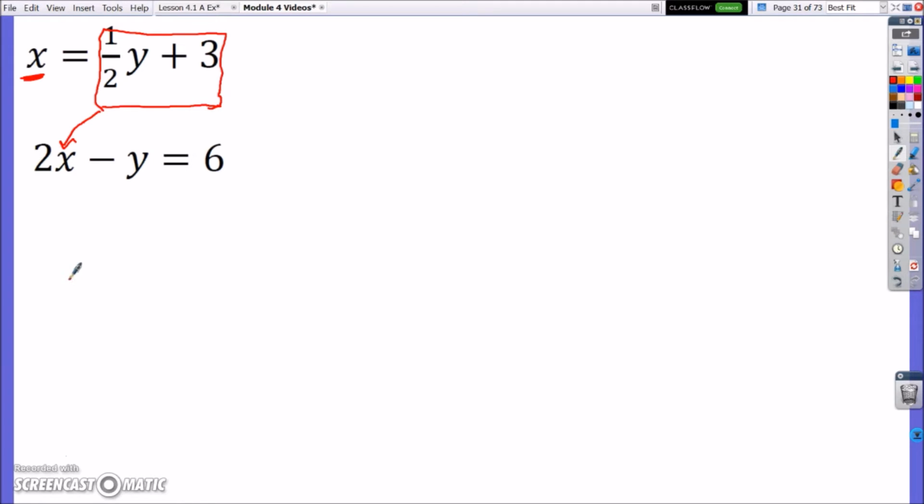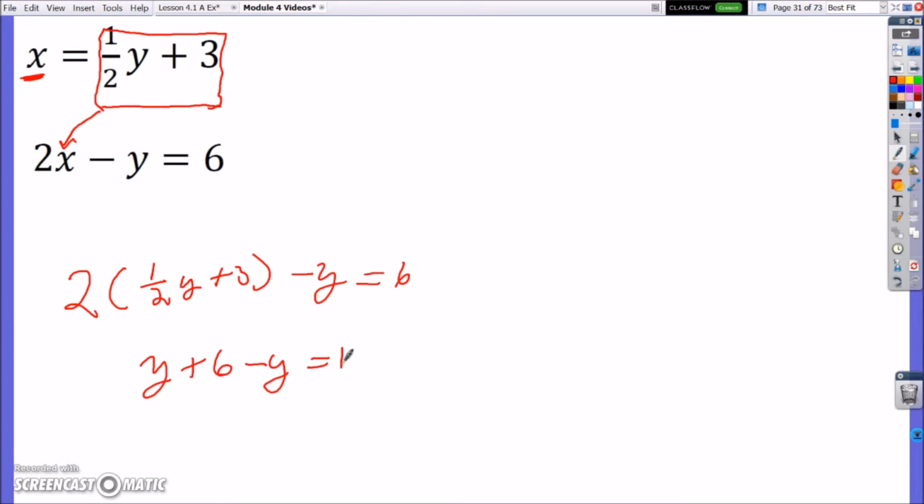So on the second equation, I'm going to have 2 times x, and instead of x, I'm going to plug in 1/2 y plus 3, minus y is equal to 6. When I distribute this, I have y plus 6 minus y is equal to 6. I combine like terms, and y minus y is 0. They just cancel, and I'm left with 6 equals 6. Anytime you solve a system and you have an answer where both sides equal each other like this, this is infinitely many solutions.